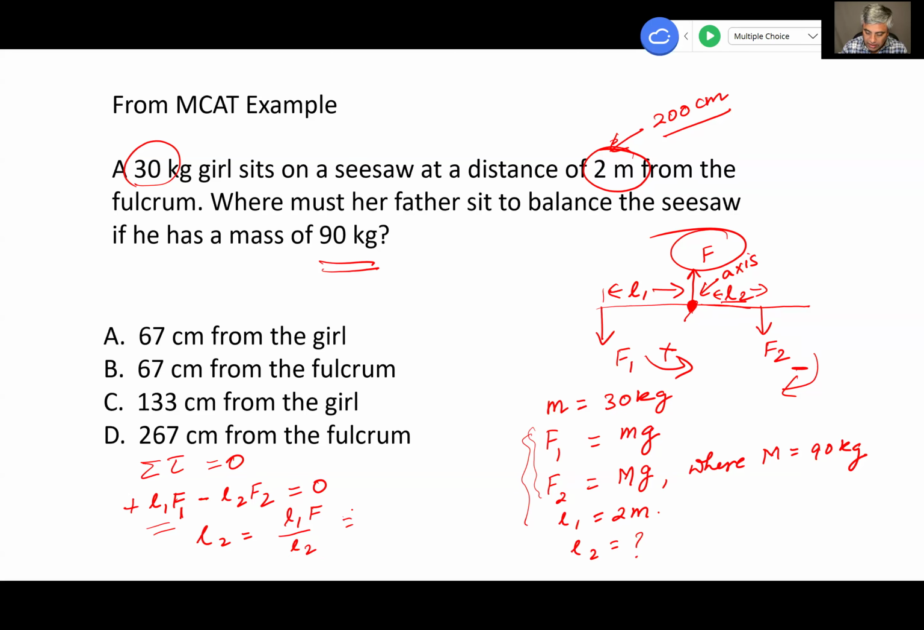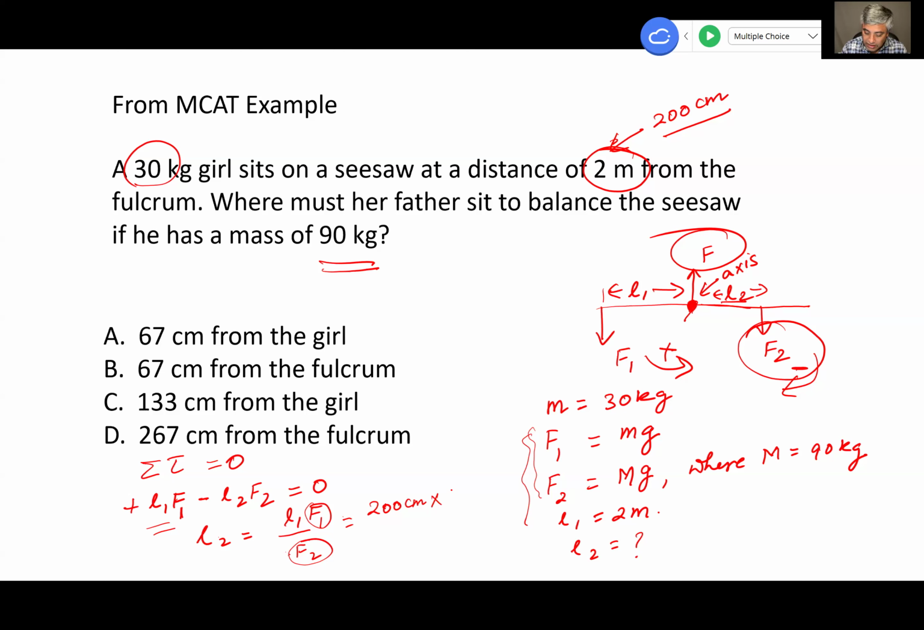So here L1 is 200. Oh, hold on. What am I doing here? L1, F1 over F2. Now force is in ratio. So F2 is the mass or the weight due to that. Because of that, it is 3 times more than this. So when you divide by 3 times, it becomes 1/3. So that's what's happening here.